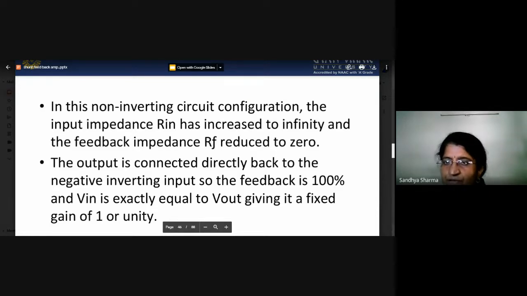If RF is reduced to 0, the resistance is 0, so it will work as a short circuit. The output is directly connected to your inverting input terminal, meaning feedback is 100%. There is no division of your output voltage. VIN is exactly equal to the output voltage and your gain is equal to 1. You can see this again in this diagram.